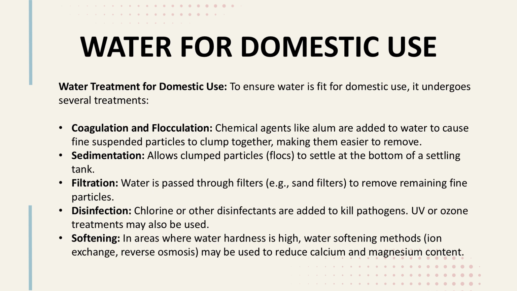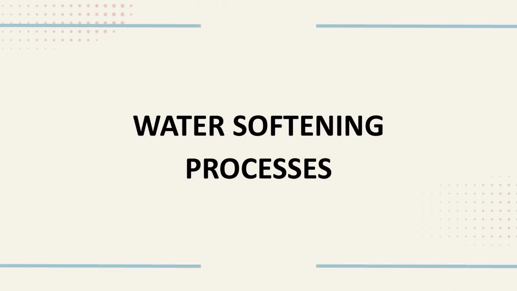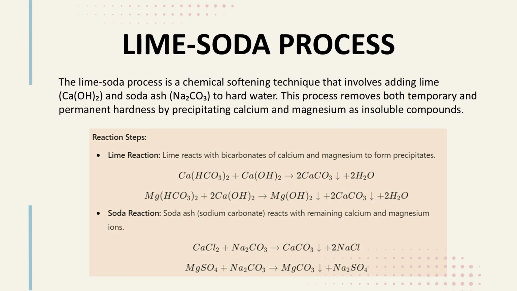In areas where water hardness is a concern, methods like ion exchange or reverse osmosis are used to soften the water. Let's now discuss the lime soda process, a widely used chemical method for softening hard water. This process is primarily used to remove both temporary and permanent hardness from water by adding lime and soda ash. The lime precipitates out calcium bicarbonate, while the soda ash removes magnesium by forming insoluble compounds.